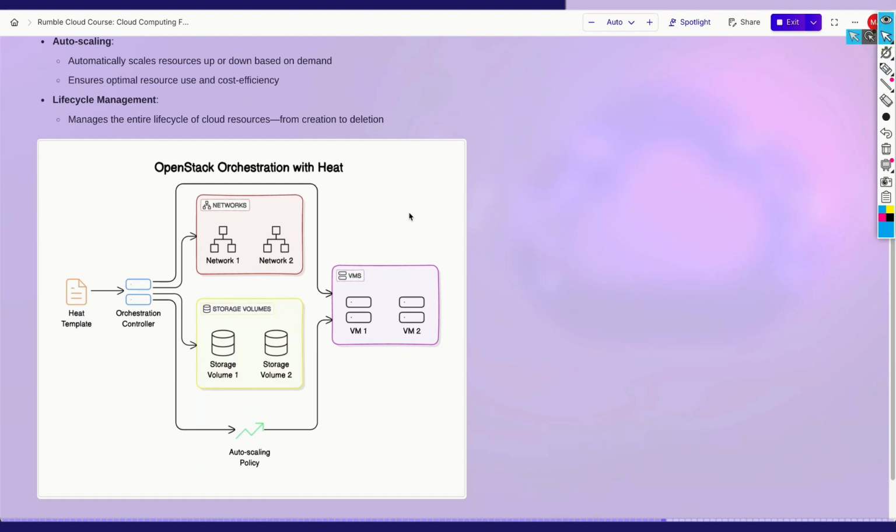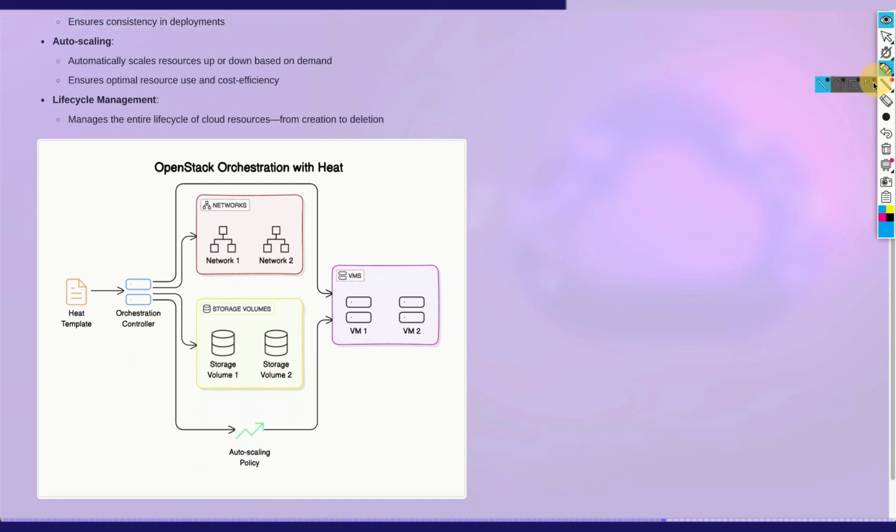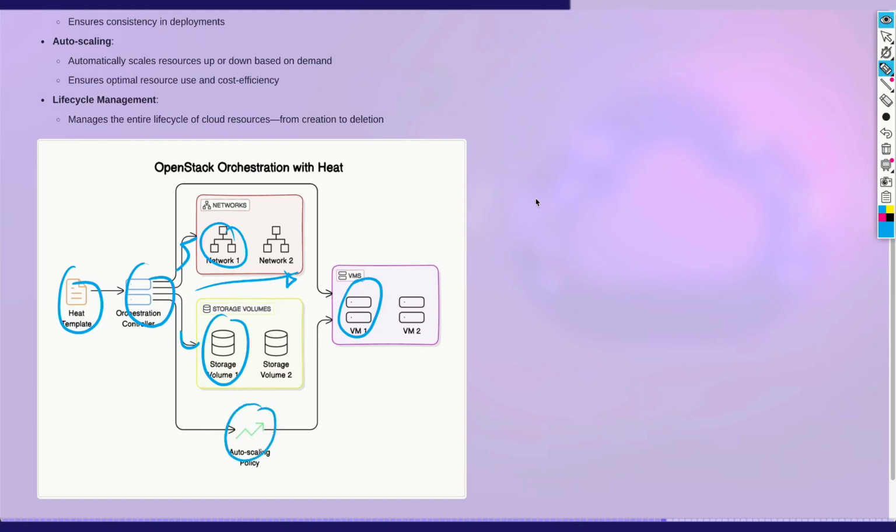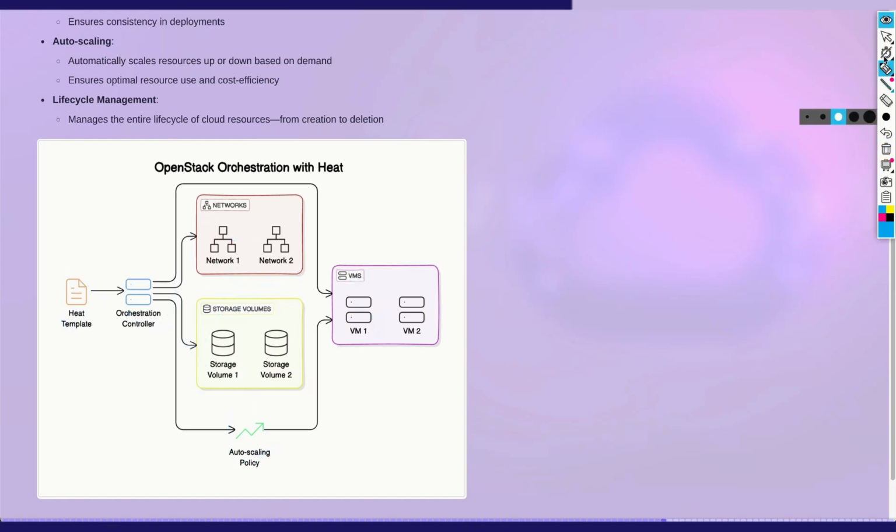And let's have a look at this diagram right here. So this is just OpenStack orchestration with Heat. So Heat is what you will use to build out your infrastructure templates. So you have your Heat template here, your orchestration controller, and that will then build out your networks, your storage, your VMs, whatever it may be. Everything that is defined in your template will get created. And with that, you have your auto-scaling policy, which will, again, add or remove VMs. And yes, so that is how orchestration works in Rumble.